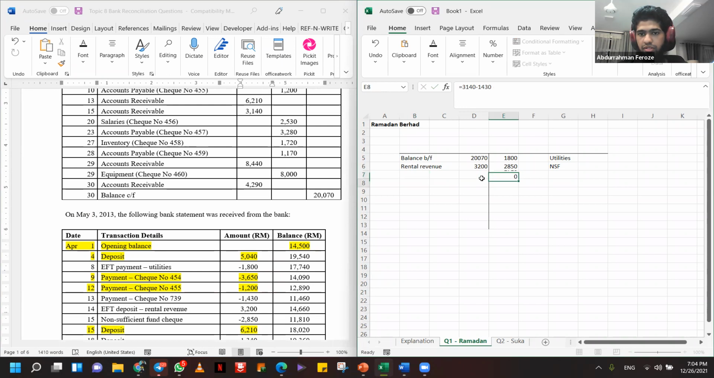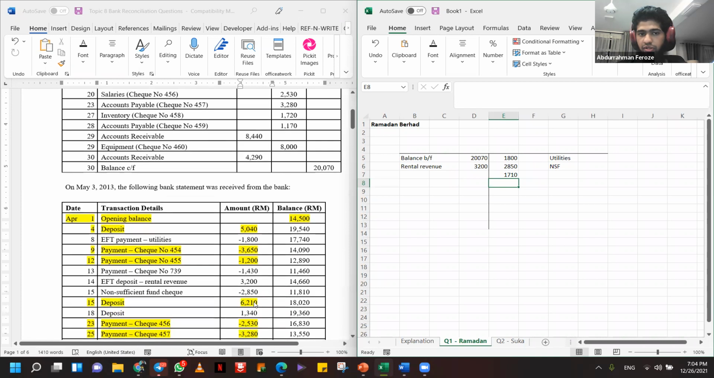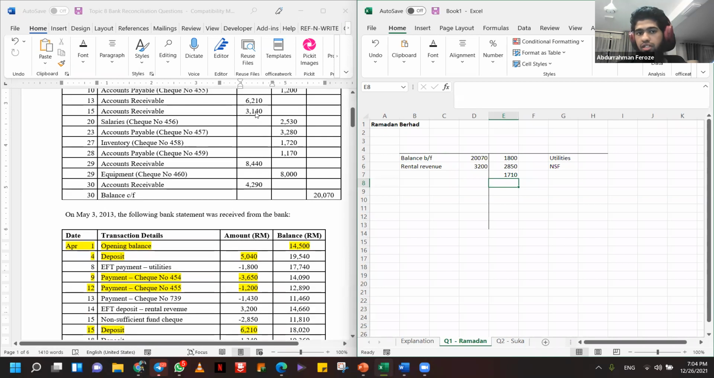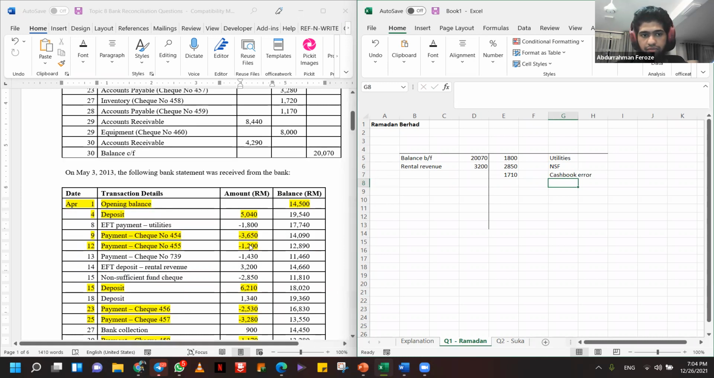So this amount needs to be credited because they have debited too much. Instead of debiting 1,340, they have debited 3,140. So you need to credit the cash book error. Okay, cash book error. Okay, so that is done.